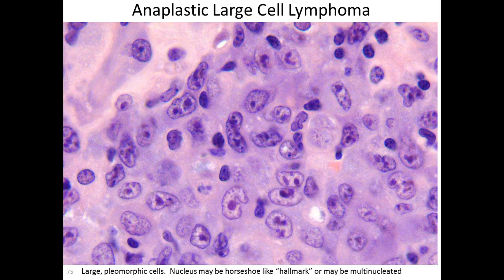This is anaplastic large cell lymphoma. In the middle of the slide on the bottom, you see these large pleomorphic cells. The nucleus may actually be horseshoe-like. It's called the hallmark cell, and they can sometimes be multinucleated.